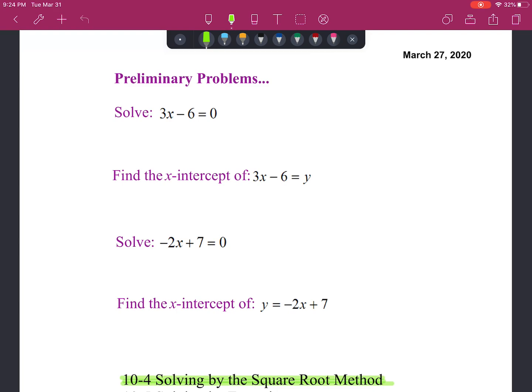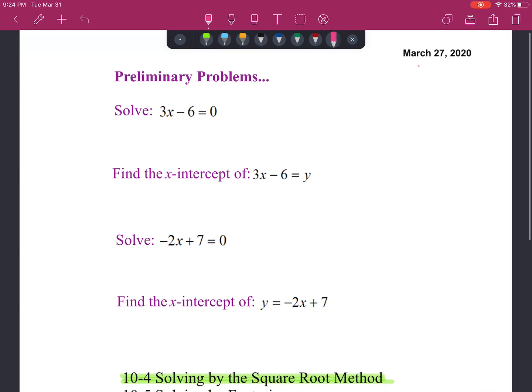Okay, we're going to solve by the square root method in this lesson. However, it's important for us to know what they mean by the word solve. So they're going to say solve. So what does that mean? What does solve mean?